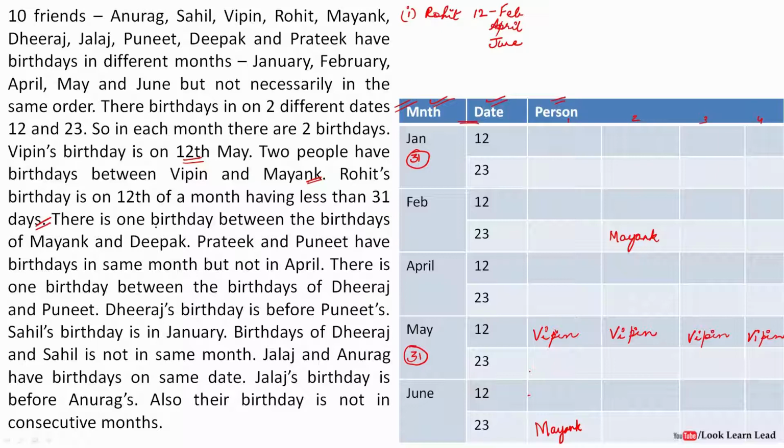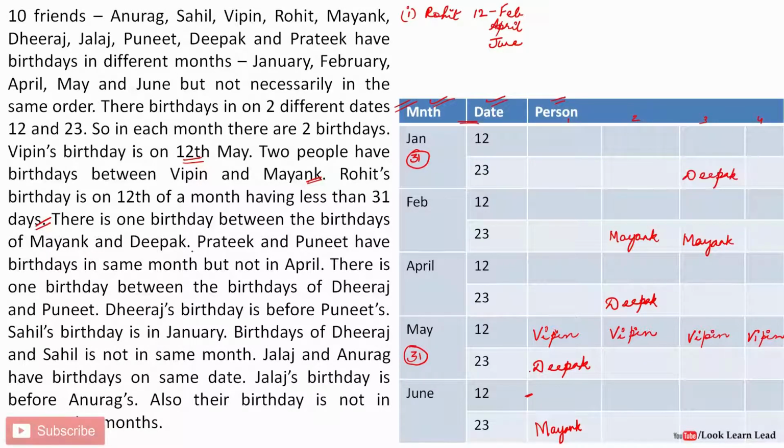Next, there is one birthday between Mayank and Deepak. So here it is Mayank. One birthday between Mayank and Deepak. So in this case, Deepak would be here. For this, Deepak can be here or he can be above Mayank. So I would take the 3rd scenario over here where Deepak is above Mayank.